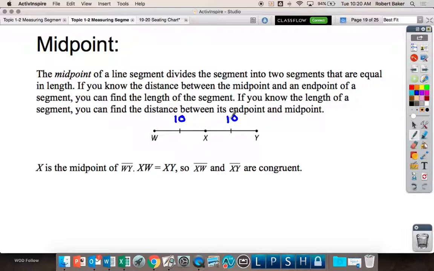20. Alright, so that gives you the next weird one. It might not tell you anything, but X is the midpoint, and this whole line is 23. So if the whole line is 23, you should be able to figure out how big is the measurement of line segment WX. 11.5. It's half of 23. This piece is 11.5. How long is this piece? 11.5. It should always work. So when we have a midpoint, it cuts a line in half. That's it. That's what a midpoint does.